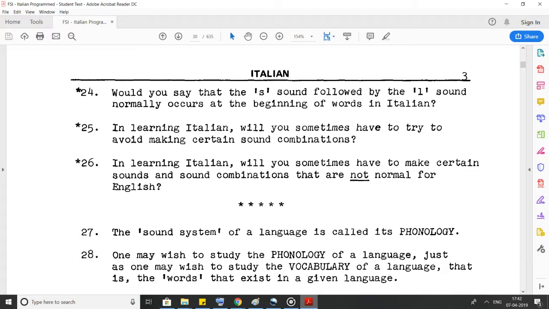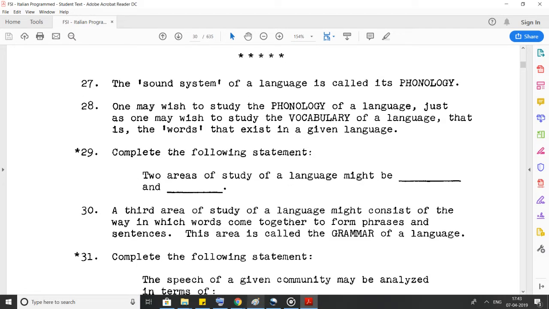The sound system of a language is called its phonology. One may wish to study the phonology of a language, just as one may wish to study the vocabulary of a language, that is, the words that exist in a given language. Frame 29. Complete the following statement. Two areas of study of a language might be blank and blank. The answers are phonology, vocabulary.